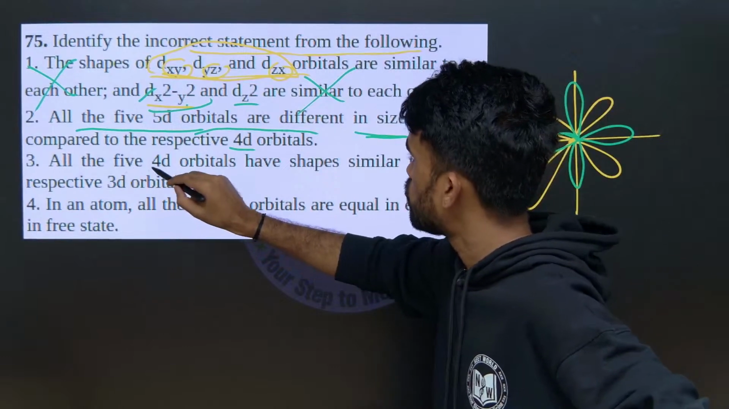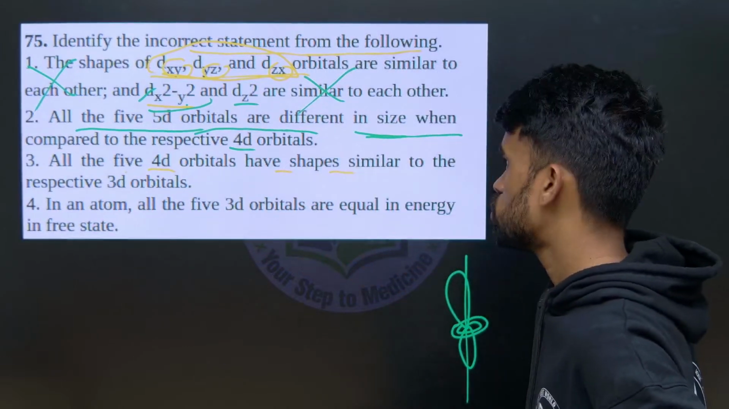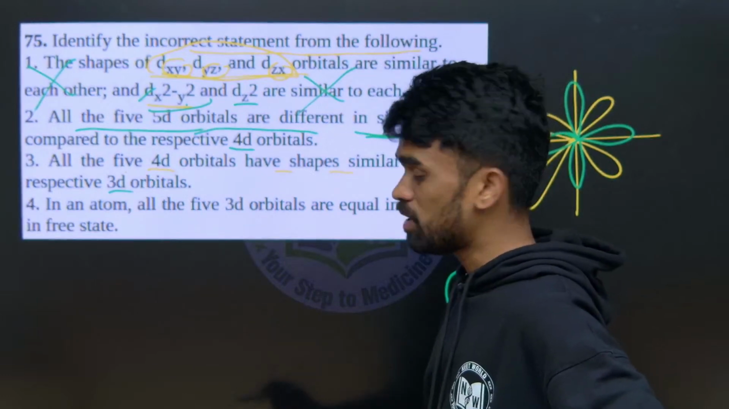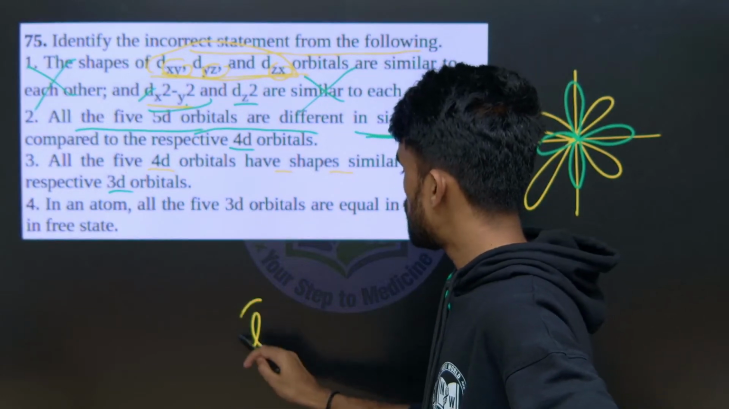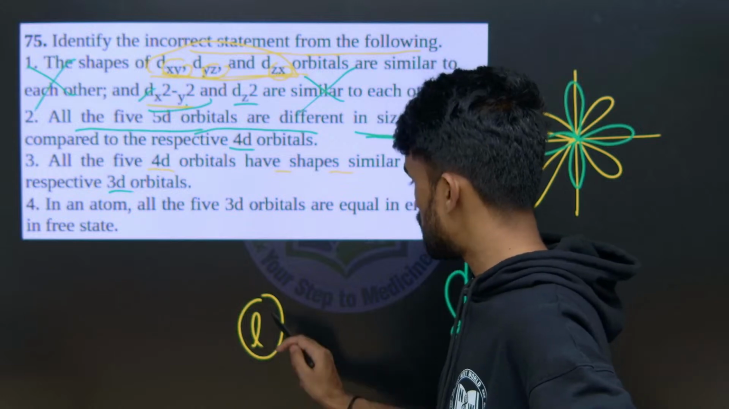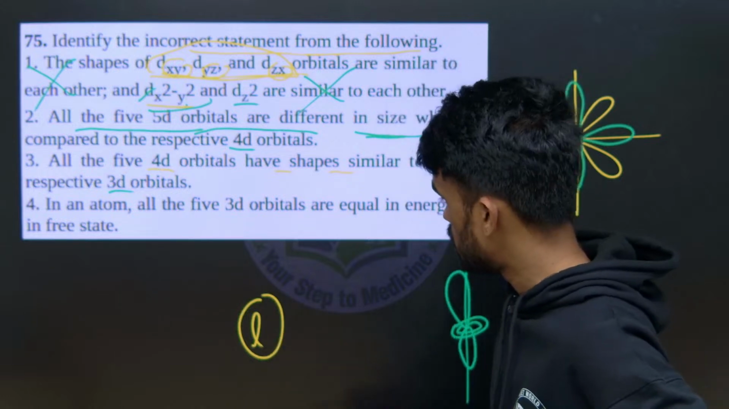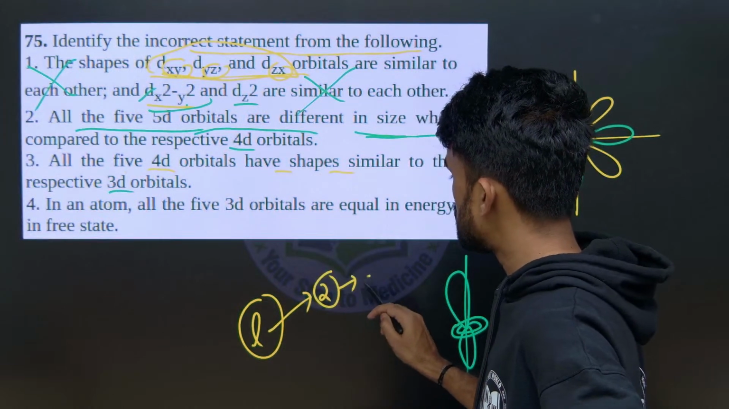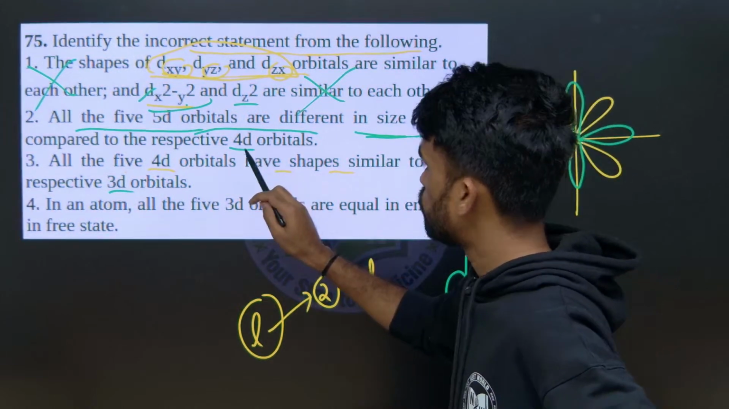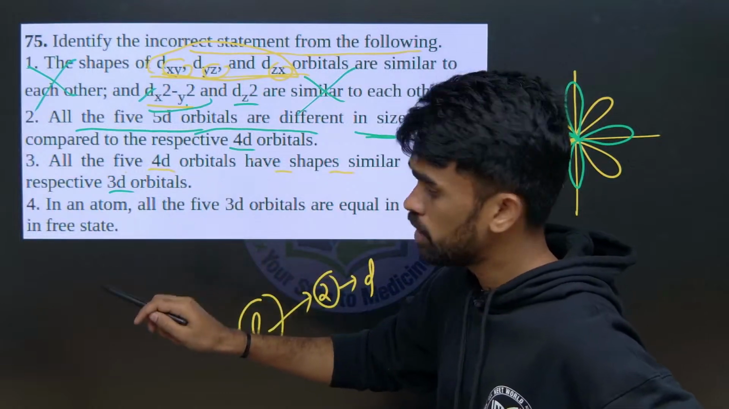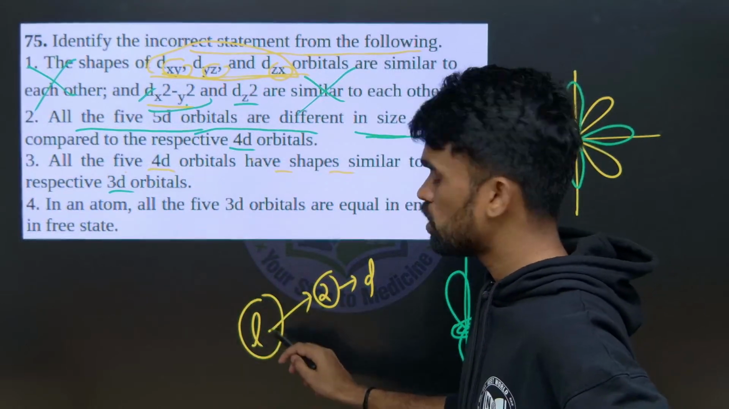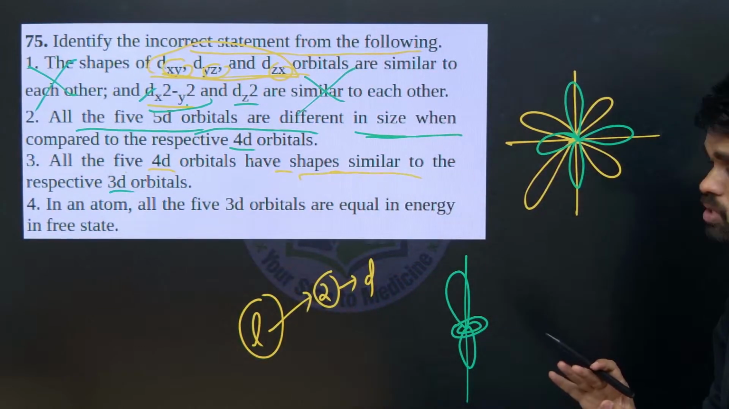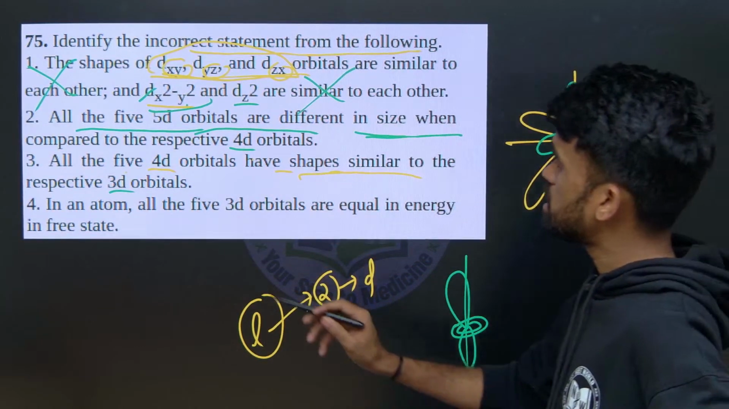All the 4d orbitals have shapes similar to 3d orbitals. See, shapes are given by what? Shapes are given by the azimuthal quantum number, that is L, or angular quantum number. So if the L value is 2, then we are saying it is a d orbital. Whether it is 4d, 3d, 5d, whatever it is, if the L value is the same, all the d orbitals will have the same shapes. Okay, that should be clear. So the second statement is correct.